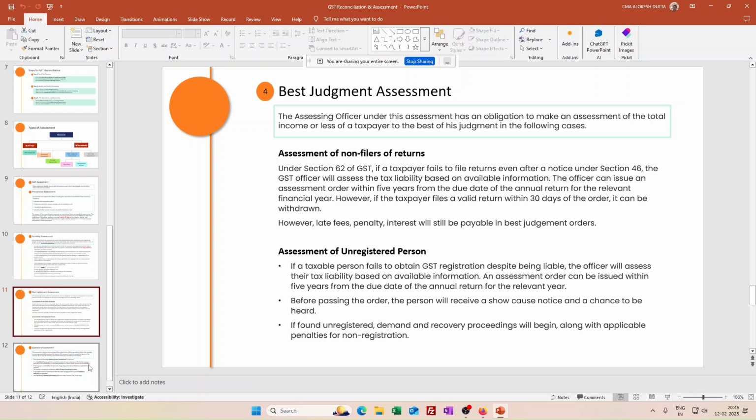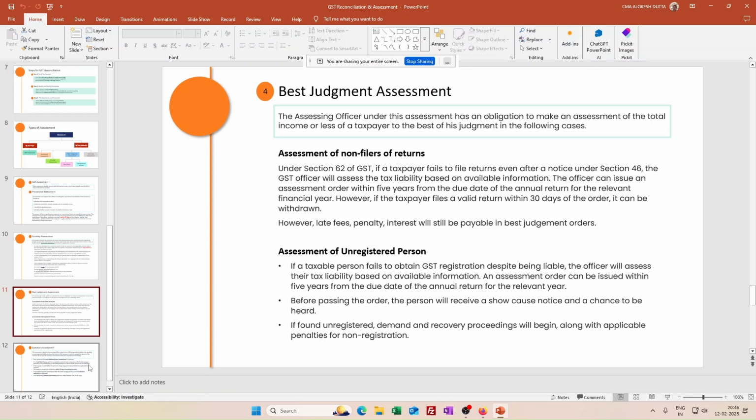And assessment for an unregistered person. Even if a person is not registered, the GST authority has the authority to assess that person's amount. If he thinks that the person has crossed the threshold limit but has not registered, he can assess the value of tax and direct him to pay the taxes, even if he is not a registered dealer. So this is a best judgment assessment.